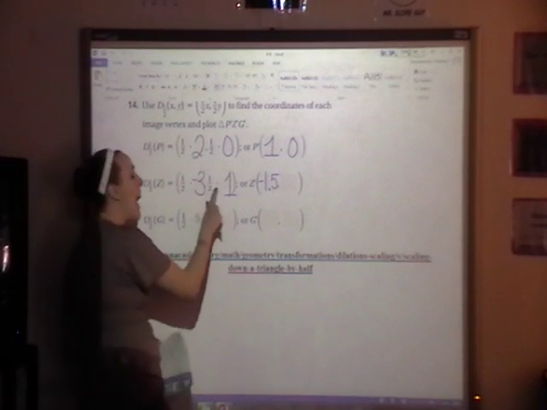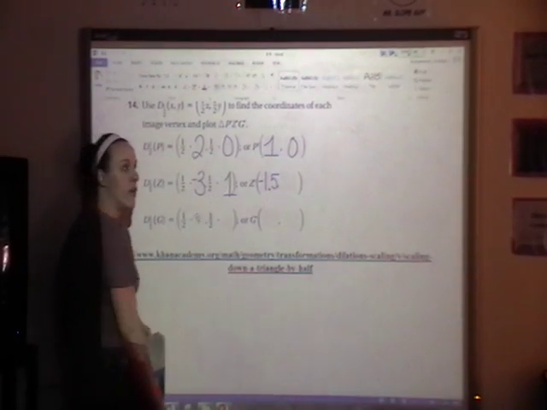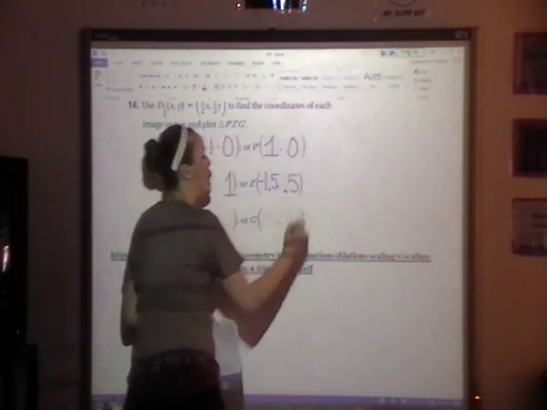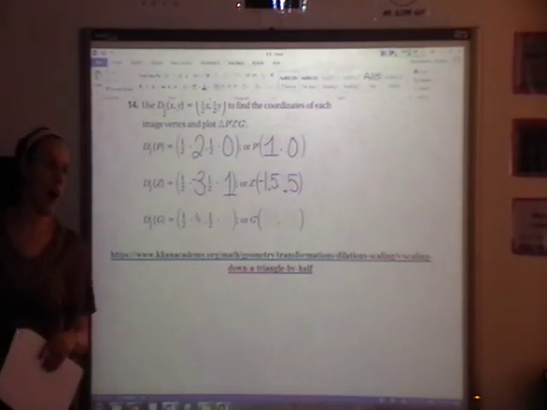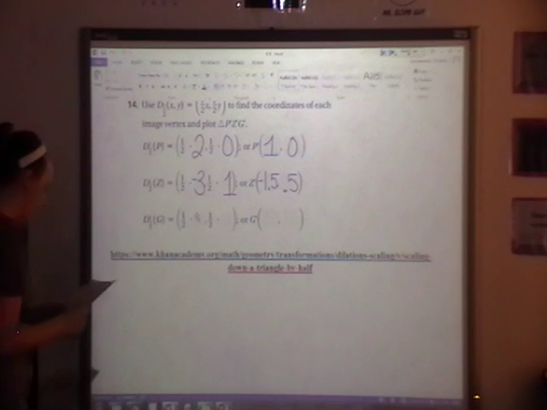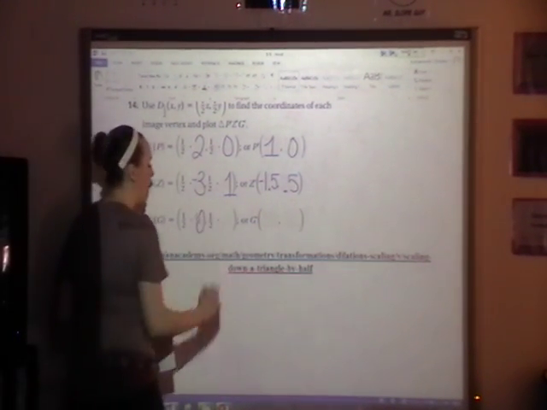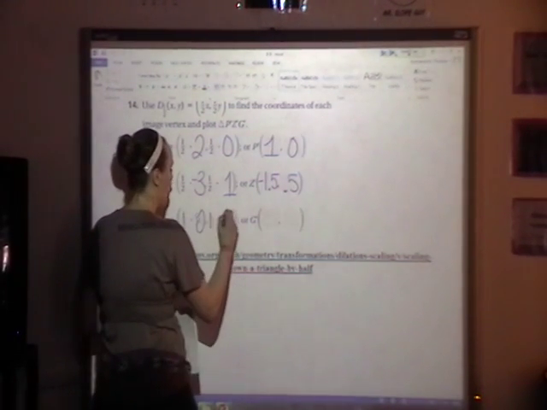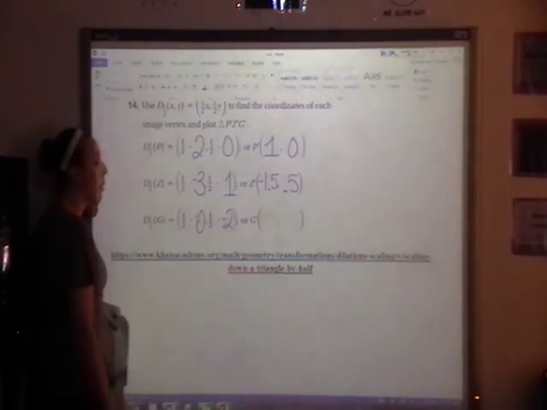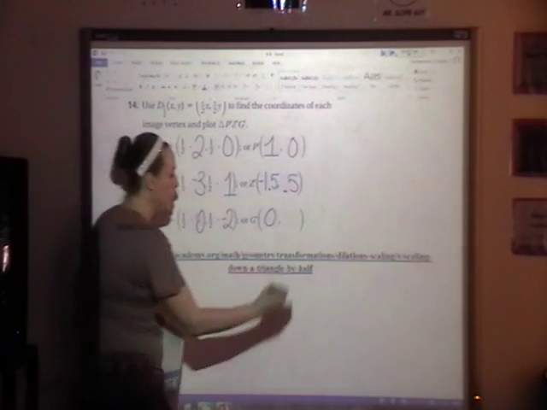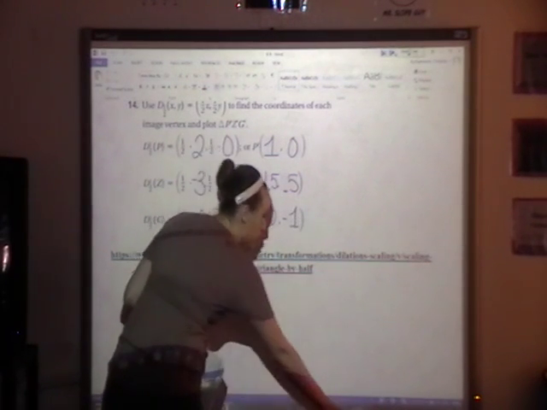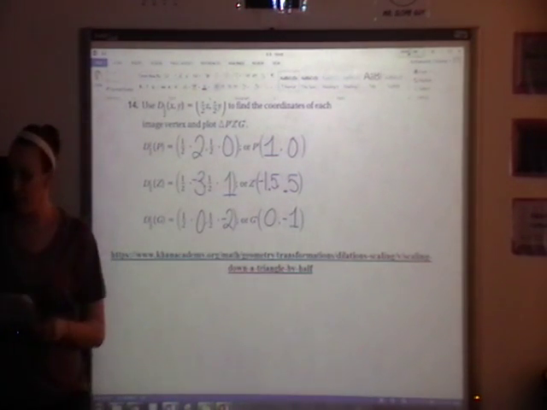Okay. 1/2 times 1. What's half of 1? 0.5. So our coordinate point for Z prime is negative 1.5, comma 0.5. And then G, we have X is 0 and Y is negative 2. So 1/2 times 0 is? 0. And 1/2 of negative 2? Negative 1. Perfect. So then G prime is 0, negative 1.